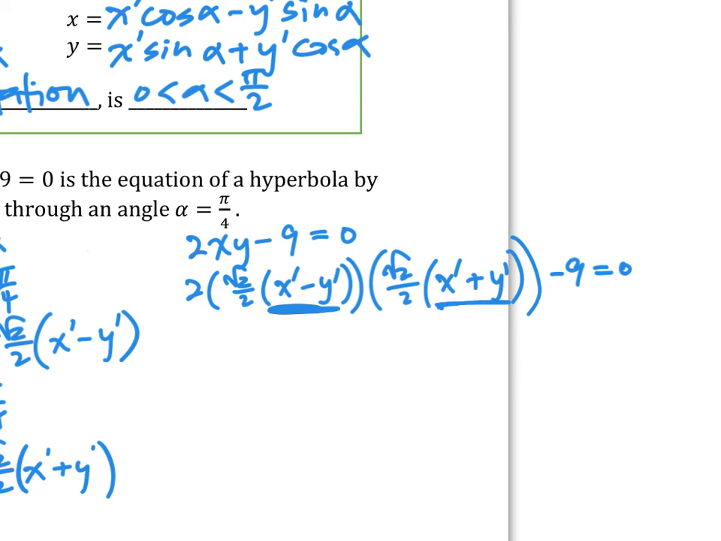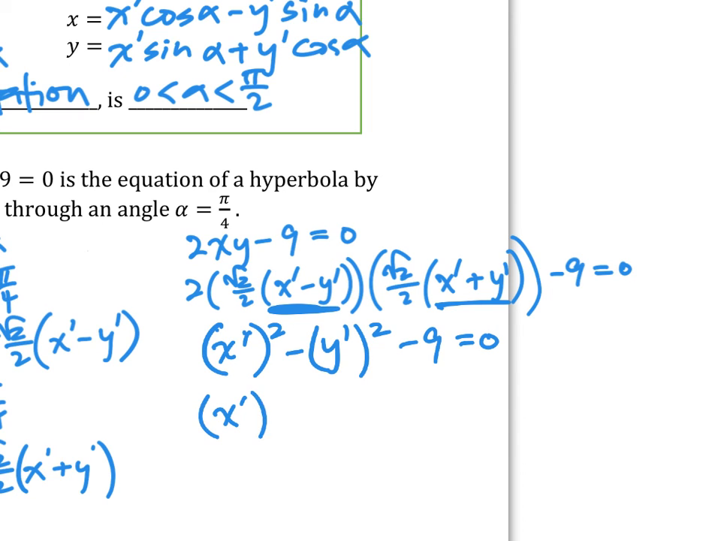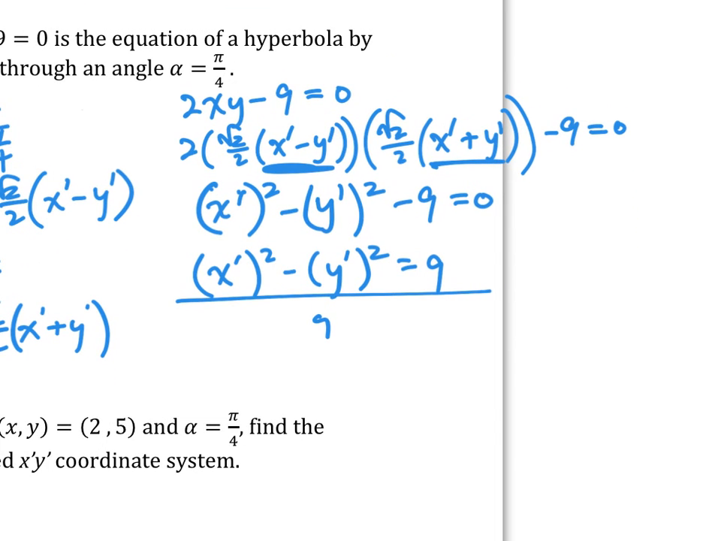This part is going to be a squared minus b squared. So x prime squared, please make sure you put parentheses around the prime, minus y prime squared minus 9 equals 0, or x prime squared minus y prime squared equals 9. And then you can see that this is a hyperbola. If we want to put it in the standard form, we would write x prime squared over 9 minus y prime squared over 9 equals 1.